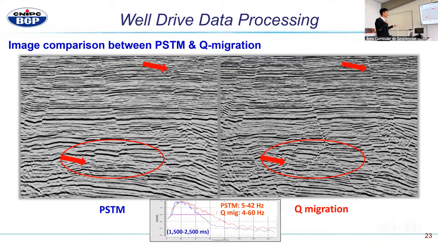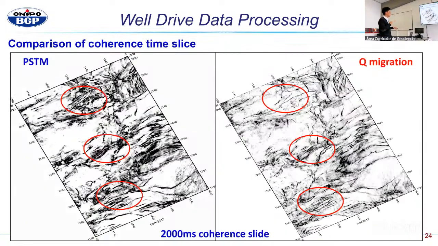On the left-hand side is the vintage PSTM result, and the right-hand side is the Q migration result. As you can see here, the frequency spectrum becomes wider, and the timing of the structure is very clear. And this is the coherence time slice. The same one. The left is the PSTM, and the right is the Q migration. And you can see here the structure is smaller than the PSTM results.